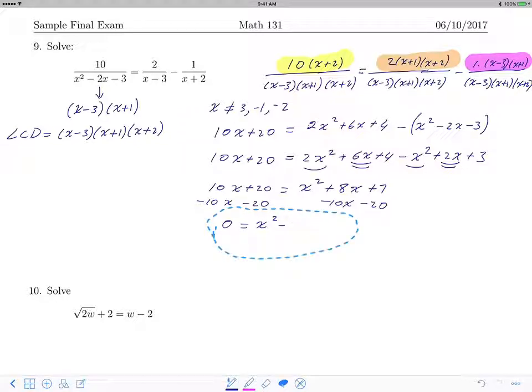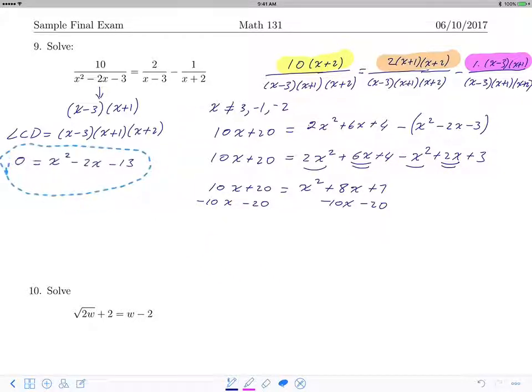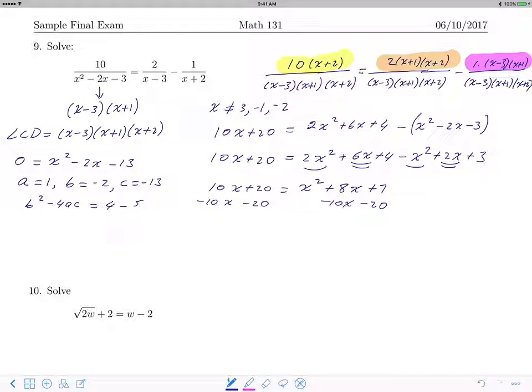So here we have this quadratic equation. We'll solve it over here. This doesn't happen to be factorable. It would have been nice, but it's not. So I'll use the quadratic formula. I'll start with the discriminant. B squared minus 4ac is 4 minus 4 times 1 times negative 13, which is 4 plus 52. So we get 56.